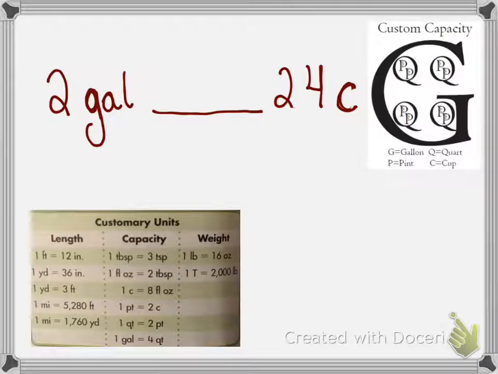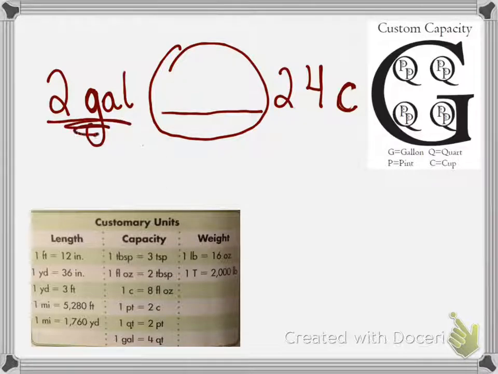Here's our next example. 2 gallons is greater than or less than 24 cups. So this one is going to be a little different. We need to actually convert one of the sides. So I'm just going to choose to convert the gallons into cups instead of cups into gallons. So remember, we're going from a big unit to a small unit.